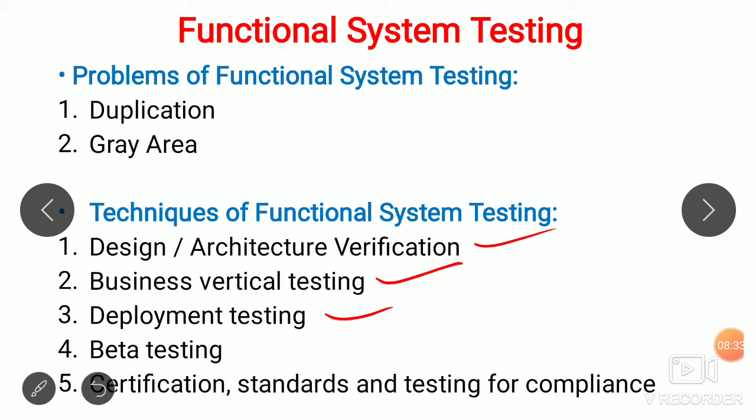On-site deployment is a form of acceptance testing and is an extension of off-site deployment testing. Now we will see beta testing. The definition of beta testing is very important. Before the definition, let's discuss some points related to beta testing.